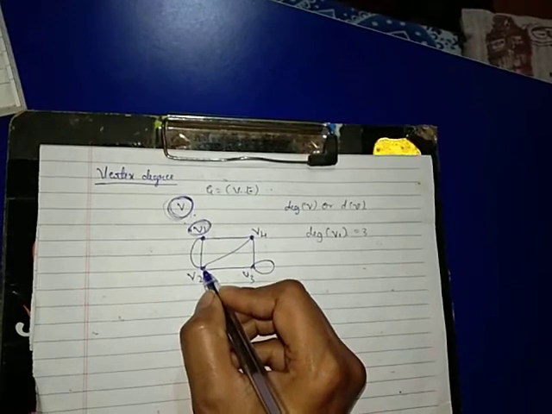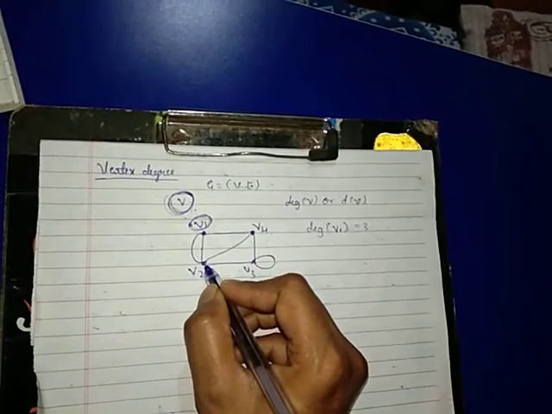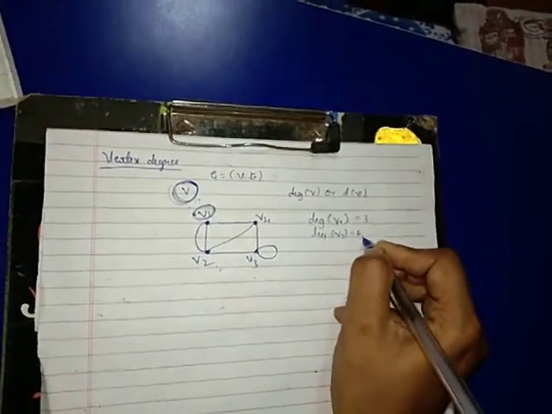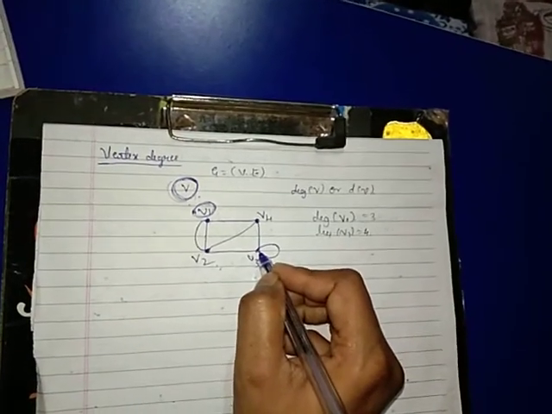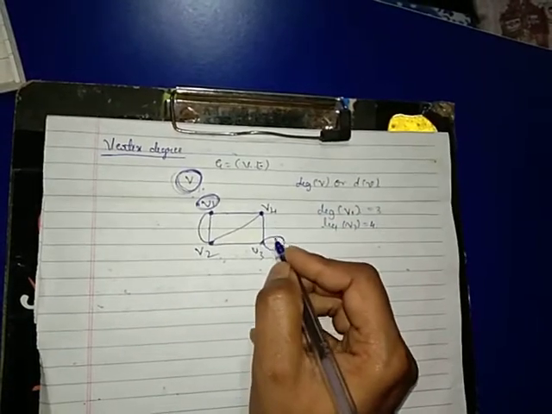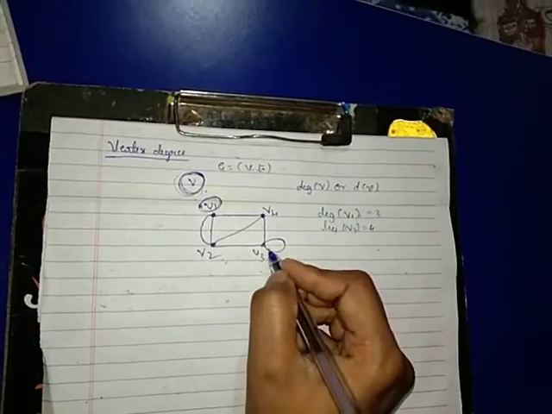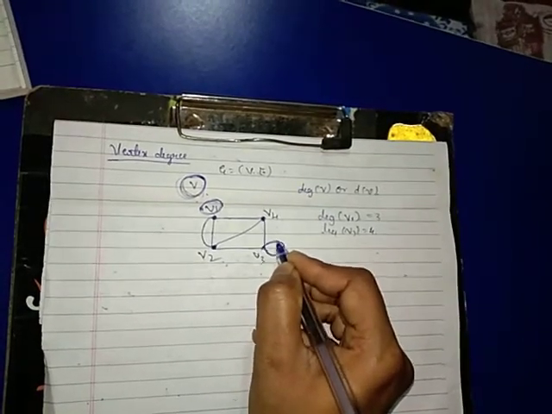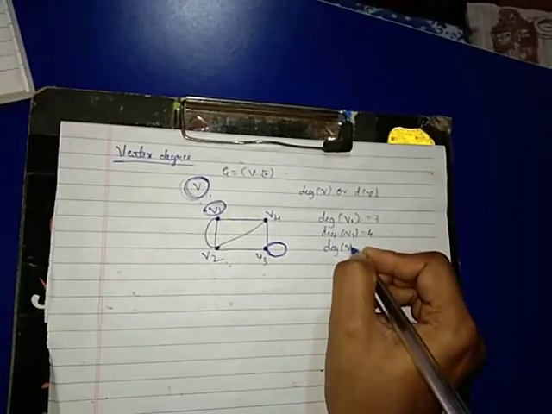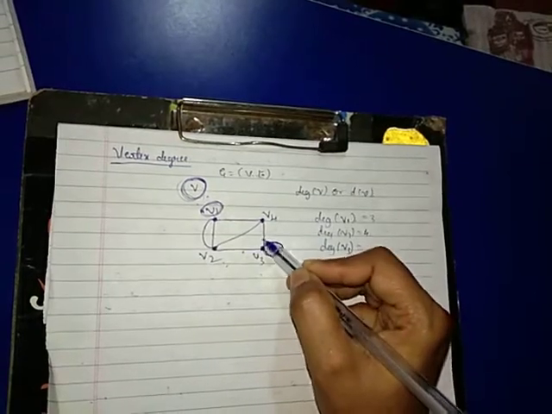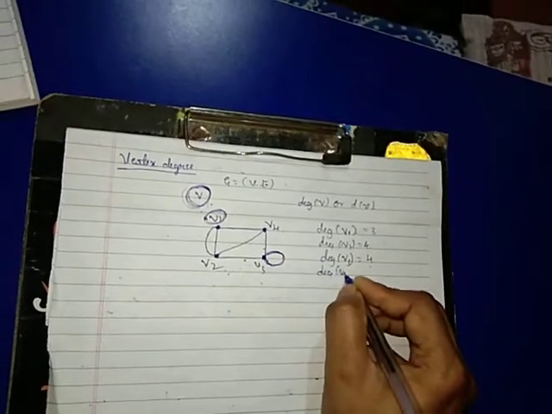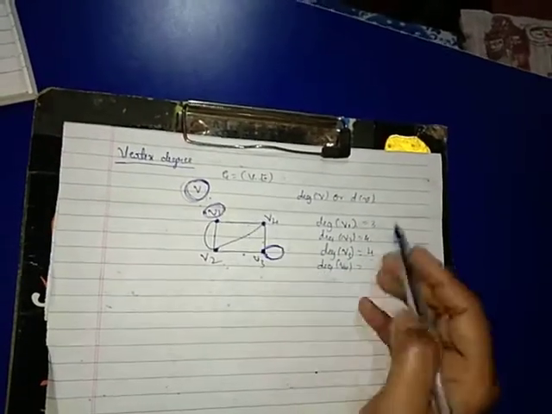Similarly, for the vertex V2, the number of edges incident to the vertex is 1, 2, 3, 4, so the degree of V2 is 4. Now come to V3. Our definition says that loops are counted twice. If there is a loop, we have to count it 2 times. One is this and another one is this. So the degree of V3 will be 1, 2, 3, 4. When it is a loop, we have to count it twice. And the degree of V4 is 1, 2, 3.